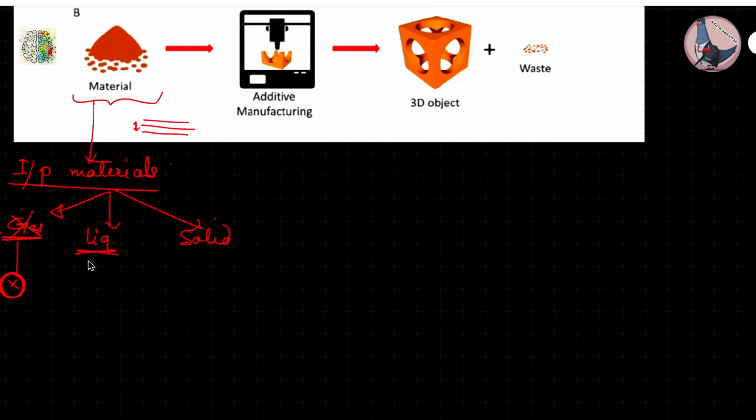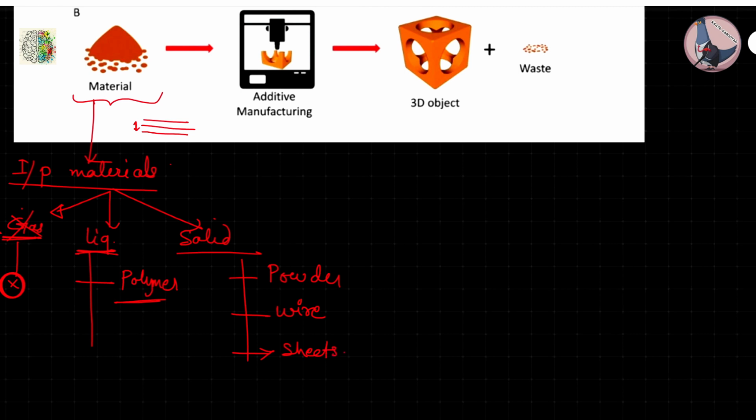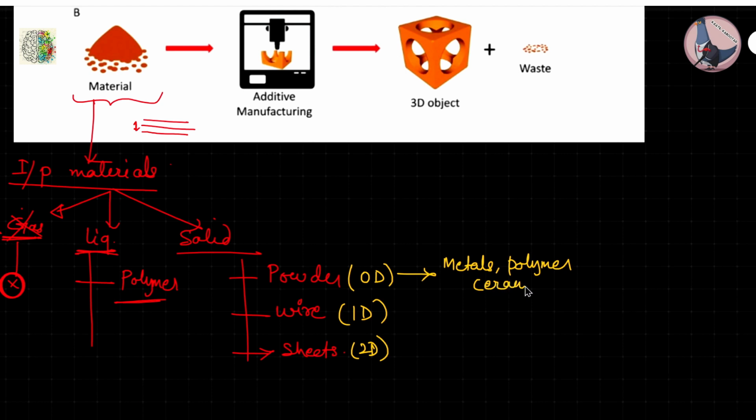Okay. The second one is liquid. Now this liquid can be of many things. Generally it is polymer that we use as liquid. Then in solid, there can be your powder, it can be your wire, or it can be your sheets. Easy way to remember is that powders are 0D, wires are 1D, and sheets are 2D. Okay. Then this powder can be of metals, or it can be of polymer, or it can be of ceramic, many things.